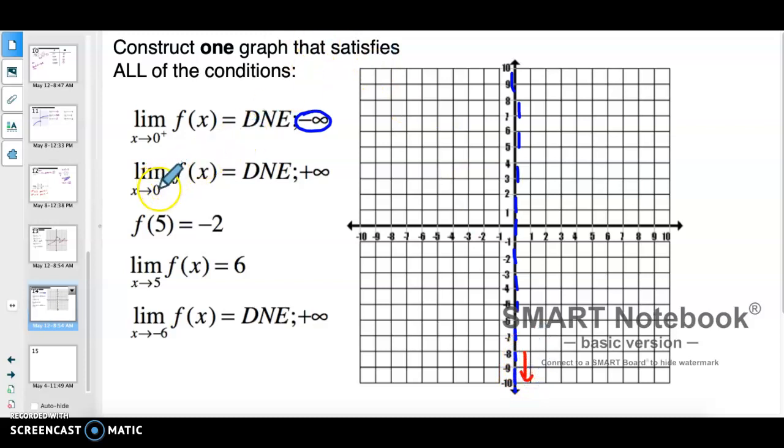Then as x approaches 0 from the left, I'm going to be going up to positive infinity. So if I'm approaching it from this side, it's going to go up forever. So I'm just going to draw myself an arrow up so that I know that eventually I'll have that. Then it's saying f of 5 equals negative 2. So at the point (5, negative 2), I'm going to have a solid dot.